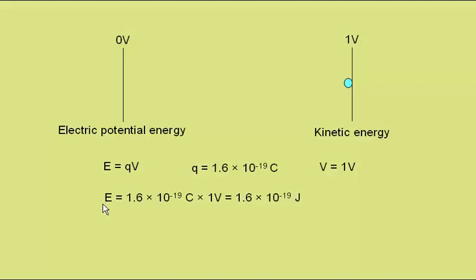So, the energy is given by 1.6 times 10 to the minus 19 coulombs times 1 volt, which gives 1.6 times 10 to the minus 19 joules. One of those hard to imagine numbers. But this amount of energy is 1 electron volt, written like this with a lowercase e and uppercase V. It's now easy to imagine.